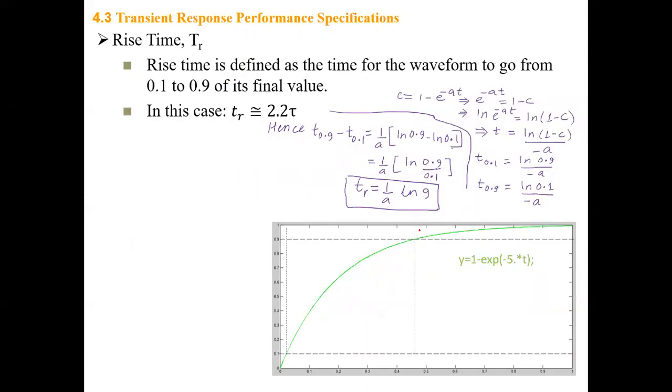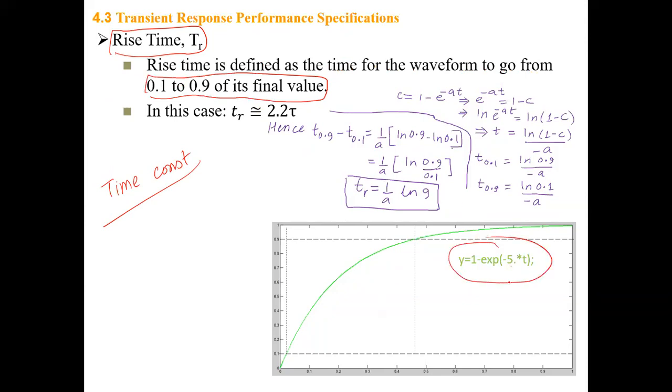Now, the first thing we discussed is time constant, and that is done. The next thing I'm going to discuss is rise time, which is called TR. Rise time is defined as the time for the waveform to go from 0.1 to 0.9 of its final value. What is my waveform? It is e to the minus A t, where my A is 5 in this case.